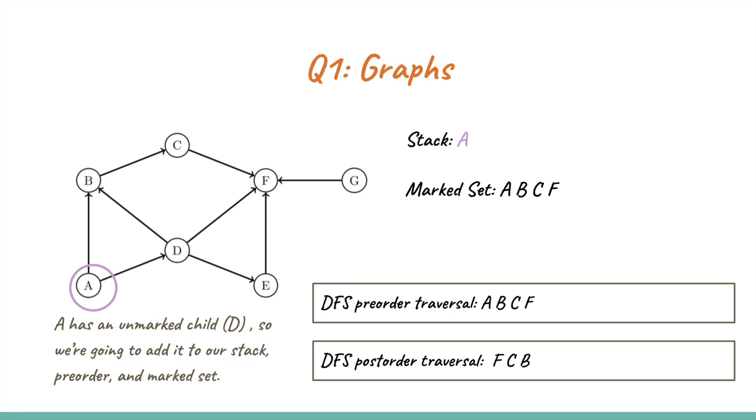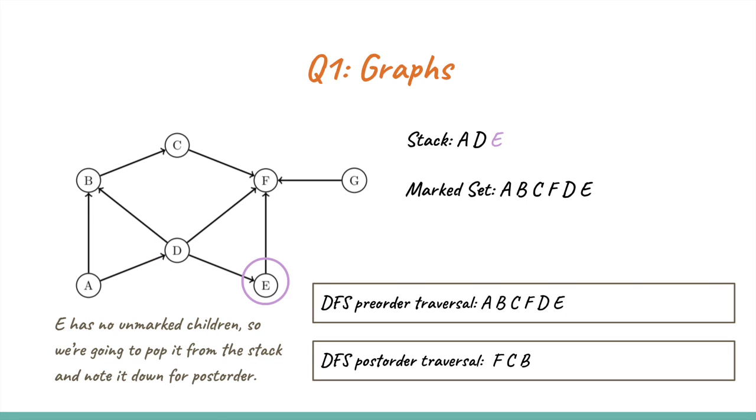And we're back at A, but A has an unmarked child, D, so we're going to add it to our stack, pre-order, and marked set. D has an unmarked child, E, so we're going to add it to pre-order. E has no unmarked children, so we're going to add it to post order. D has no unmarked children, so it's added to post order.